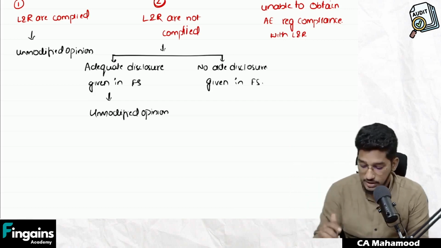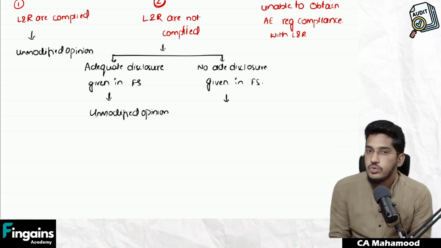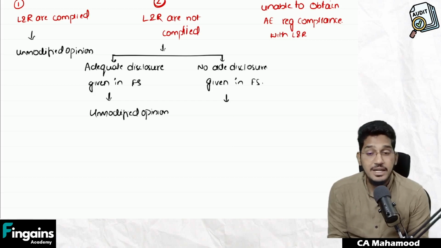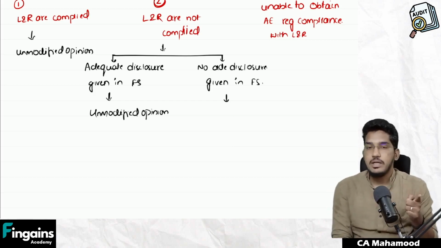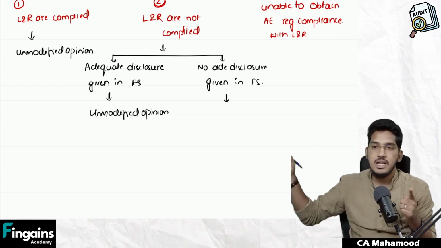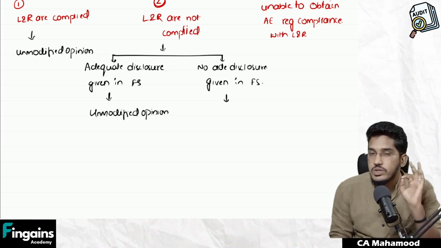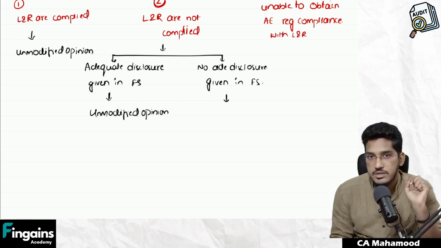Understood till here? Now let us come to the other part. In the other part, I came to obtain audit evidence that some laws and regulations are not complied, but management is not explaining them in the financial statements. They have hidden this information in the financial statements. I know there is some non-compliance. What should management have done? They should have explained what non-compliance happened, what consequences are there. But management did not disclose it properly in their financial statements. That means they are trying to hide the information.